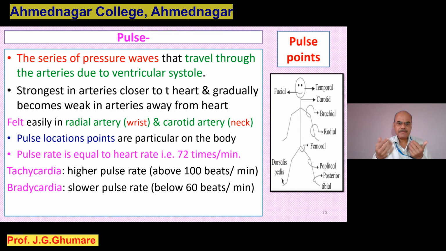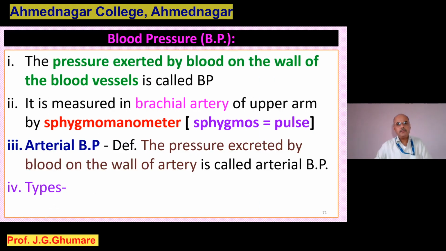But if a person has an abnormality in the body, and while taking rest the pulse is 100 or more per minute, this is called tachycardia. Slower pulse rate, 60 beats per minute and less, is called bradycardia. Both are problems, remember. Next, we'll study blood pressure.